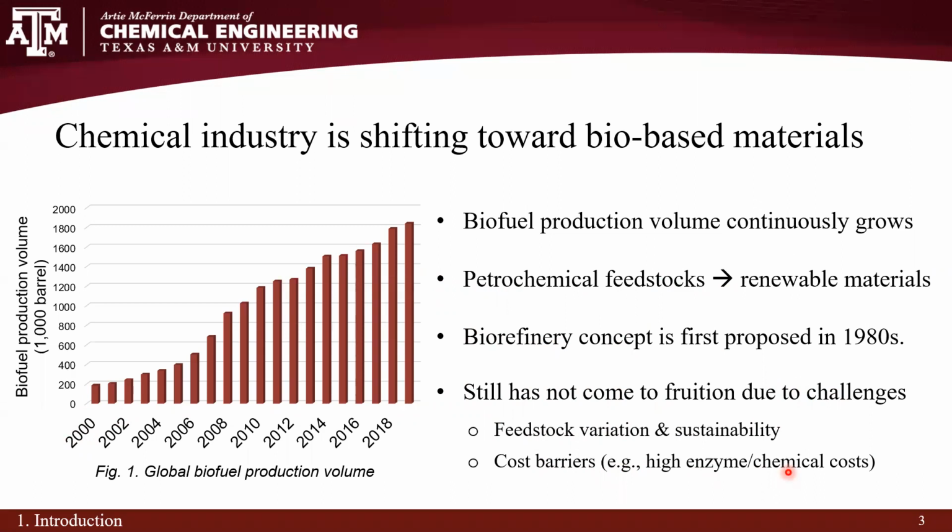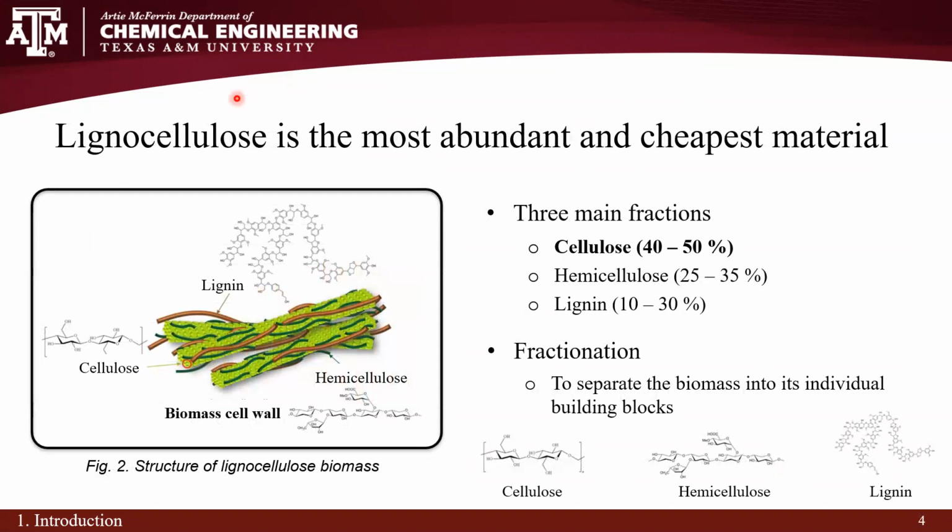Now let's look in more detail at the biorefinery process. First of all, as a raw material of bioconversion, lignocellulose is the most abundant and the cheapest material in the world. And it consists of three main fractions, which are cellulose, hemicellulose, and lignin. As you can see from figure 2, the cellulose serves as the main frame of the lignocellulose, and lignin and hemicellulose bind the cellulose fibers all together and serve as a glue.